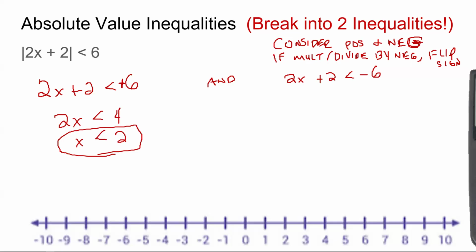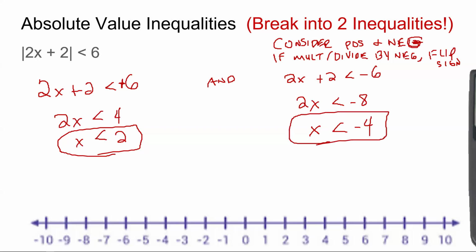Over here, I subtract 2. I'd have 2x. Here it's -6 minus 2 would be a -8. And I divide by a +2, and that's going to be a -4. Did not multiply by or divide by a negative, so that's another perfectly good number there. X is less than 2. Here is 2. I'm not including it, open circle.